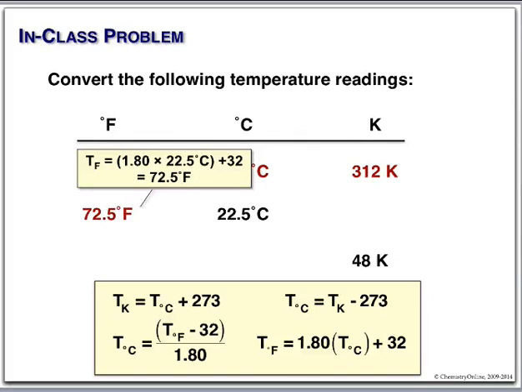Now the really easy one, centigrade to Kelvin. Again, Kelvin is going to be centigrade plus 273.